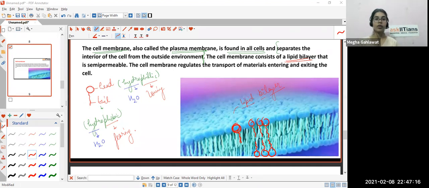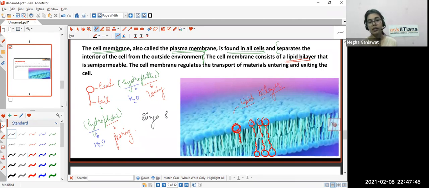Now, an important thing that you need to know is that there are multiple types of models which were given for understanding the functioning of the plasma membrane. The one which we are studying right now is called the fluid mosaic model, which was given by Singer and Nicolson in 1972. I will mention that here for you.